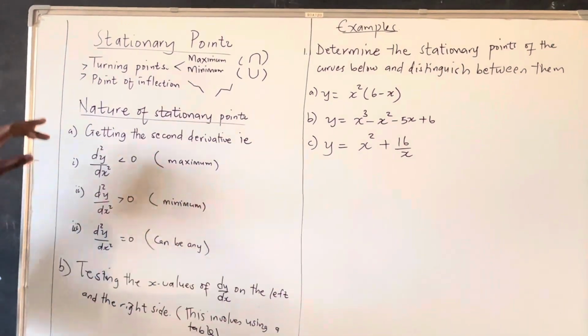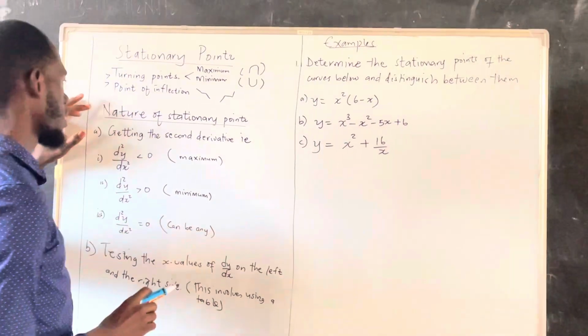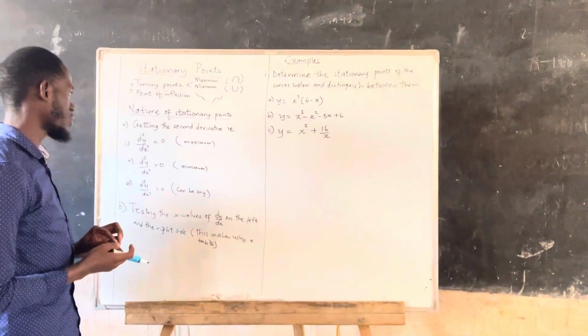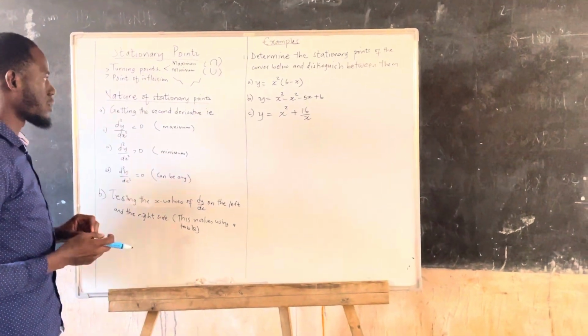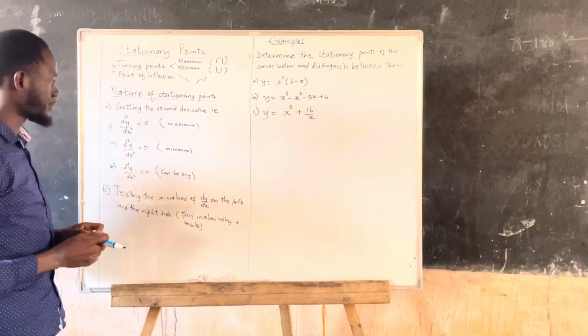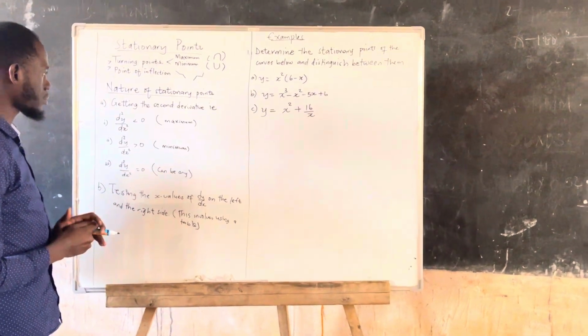Now, how do we determine the nature of the stationary points? There are so many ways of determining the nature, but in this video we are going to have only two, because with these two methods you can determine the nature of any curve you have, and in a simpler way.